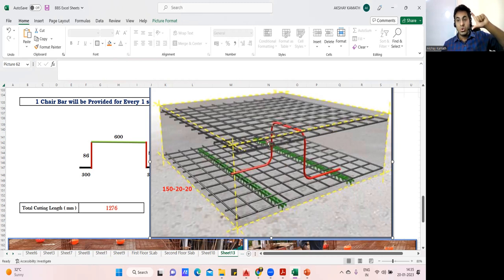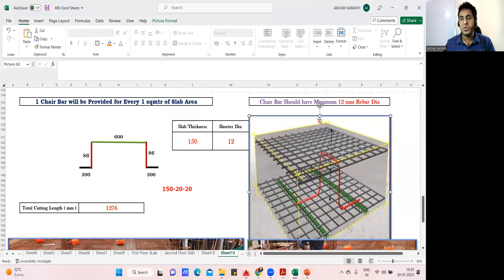So what I did: this is the overall thickness of your slab, 150, minus the bottom cover, minus the top cover. Then minus the shorter side diameter and longer side diameter, and also from the top you have to deduct the shorter side diameter and the longer side diameter. Whatever is left out of that will be the height of your chair. Understood? That's it. If you understand that, we'll do it in the Excel sheet.